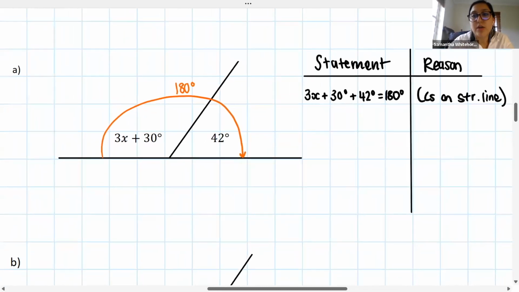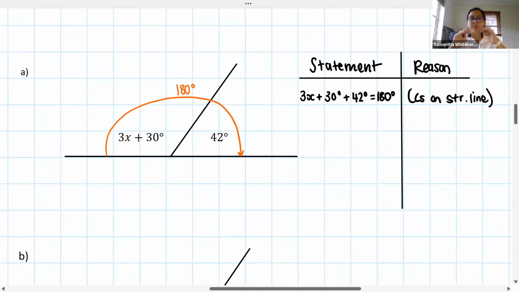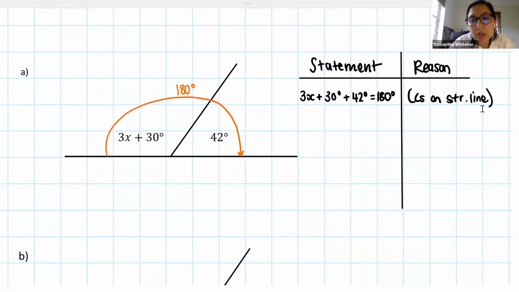Okay, so again, assess what you have, figure out which reason best fits your solution to the angle you're looking for, and then you can get into it. So the first thing I'm going to do is add these like terms that I have together here. So 30 plus 42 is 72 degrees. So 3x plus 72 is equal to 180.